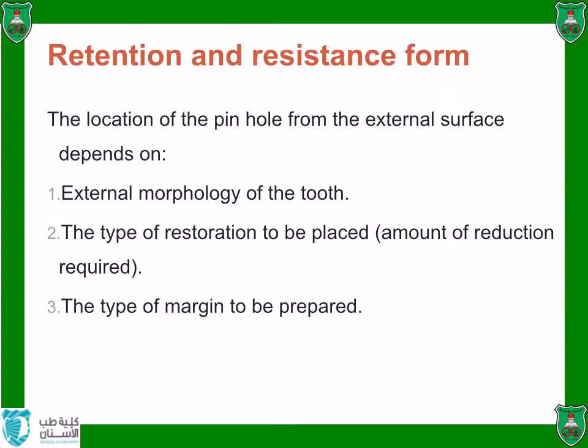Now, the location of the pin hole from the external surface depends on the external morphology of the tooth and the type of restoration that we will place, for example, direct or indirect. For indirect restoration, we will use the amalgam as a final restoration. In indirect restoration, we will place the amalgam, for example, and then we will remove part of it, almost 1 millimeter all around, to prepare space for indirect restoration.